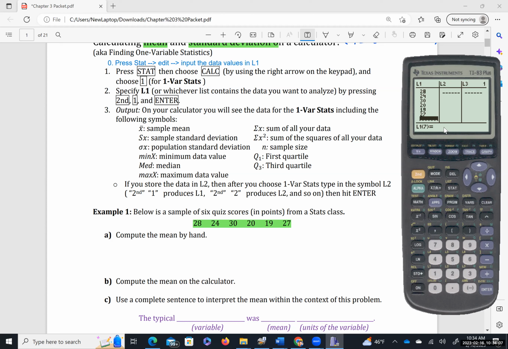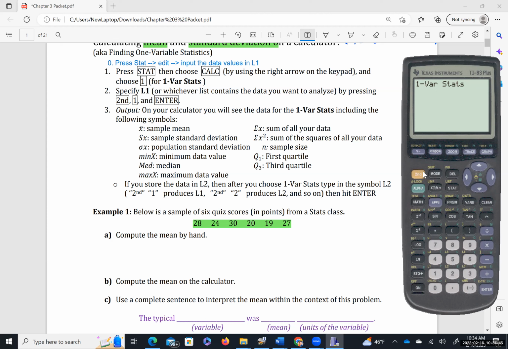Okay, so this is the 6 quizzes scores that I have, and I'm using the TI-83. I click STAT, and then I move my highlight to CALC. Then enter 1-Var Stats. It's default as L1, but to be specific, I'm going to use L1.